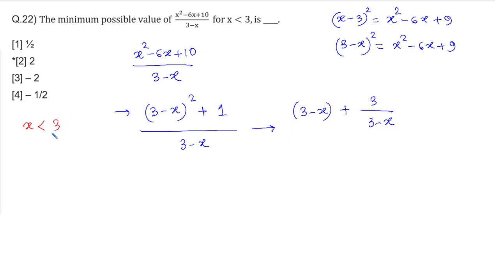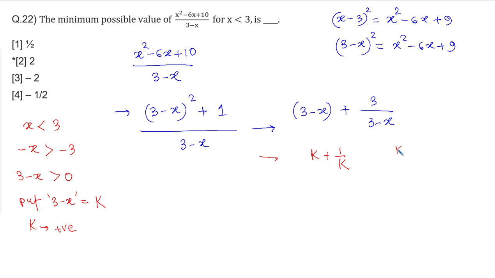So what we will do is let's multiply this inequality with a negative sign, everyone. Minus x is greater than minus 3. Let's add 3 on both sides. So 3 minus x is greater than 0, everyone. And what we will do is replace 3 minus x, let's say, with k. So over here we can see that k is always a positive number, and this expression will become k plus 1 by k.